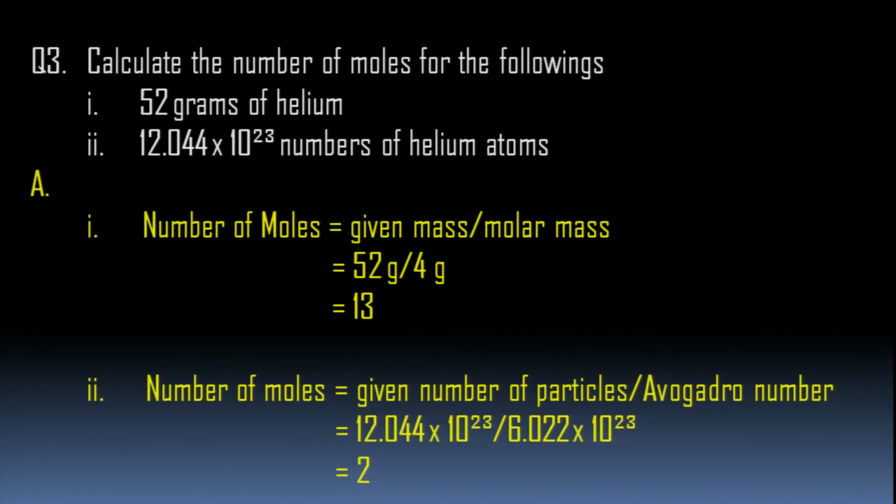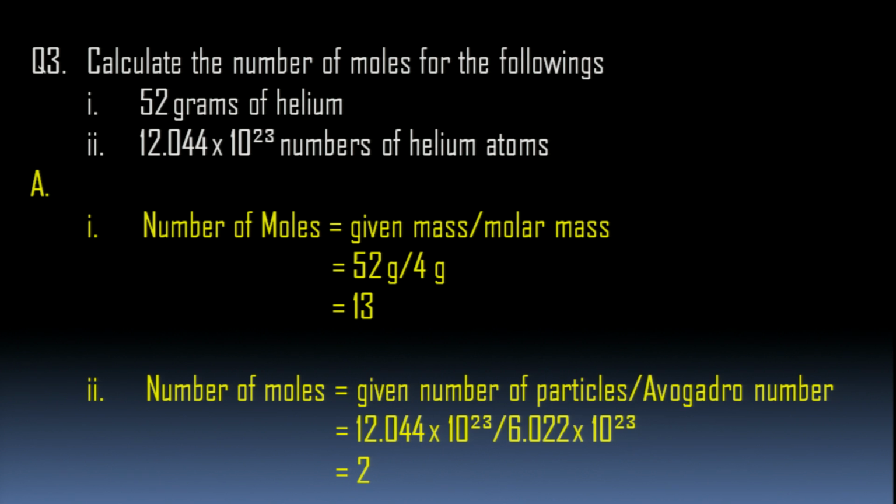Next question. Calculate the number of moles of the following. Number of moles. How would you find the number of moles? You remember the formula? It is the given mass by the molar mass. Given mass 52 grams of helium. Given mass is 52. Helium. Molecular mass of helium is 4 units. So, molar mass becomes 4 grams. So, what is the number of moles? 13.